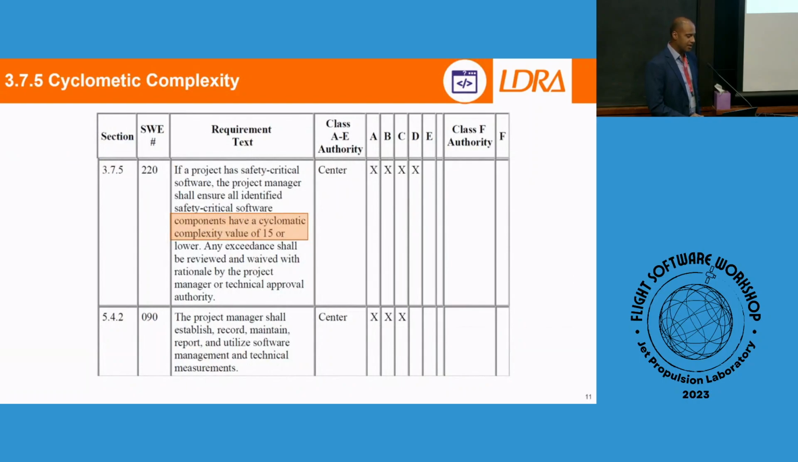Cyclomatic complexity is also called out very specifically. Again, I've got the little note to which part of the standard draws this out. And again, you see how it's related to different parts of the standard, A, B, C, and D. You should manage your cyclomatic complexity.